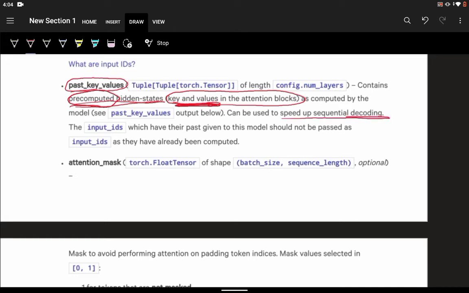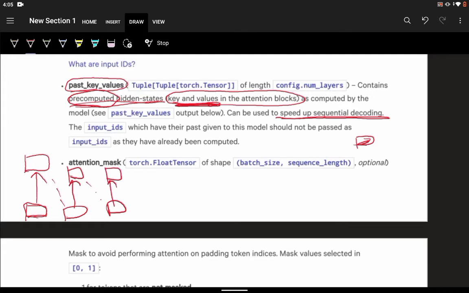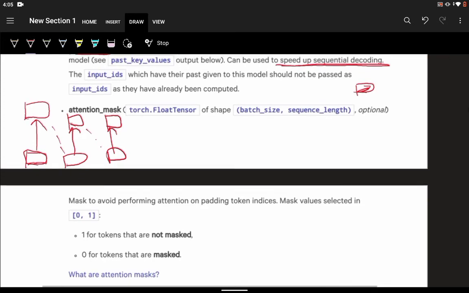It can be used to speed up, as I told you, sequential decoding. Sequential decoding is when you have some text and you want to predict the next word, and sequentially you keep the input going on, and then you take the output as the next word that comes after it, and again this comes over here, next word. This is how you generate the text. This is sequential decoding.